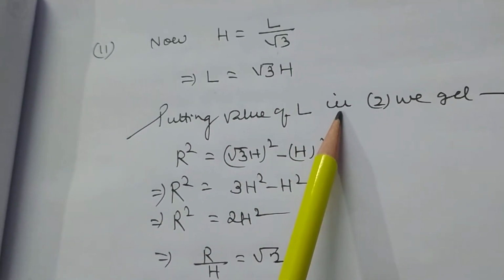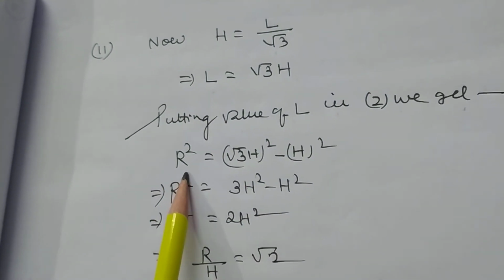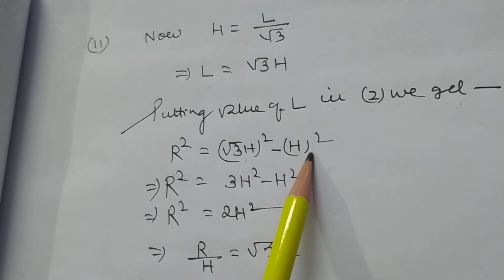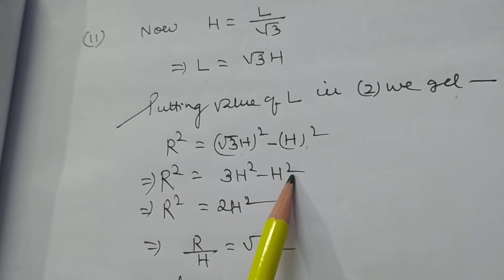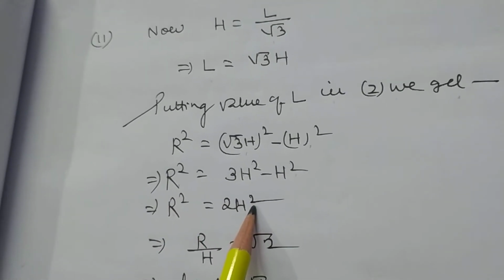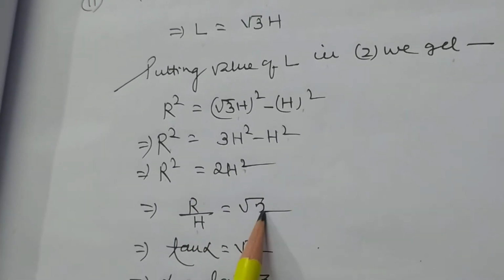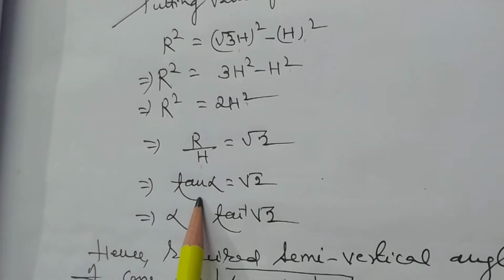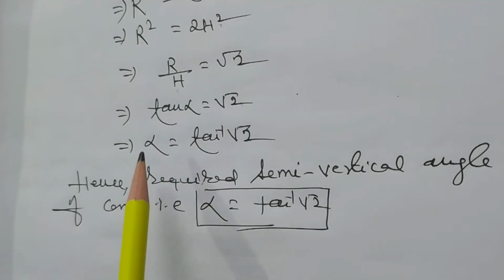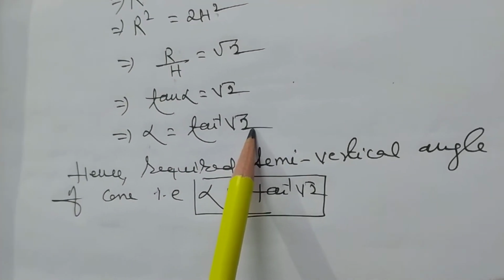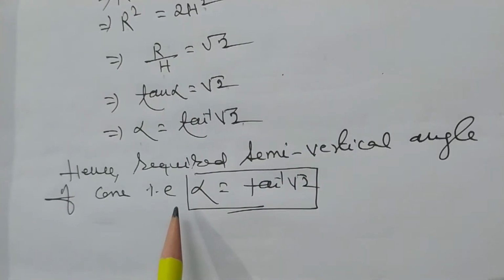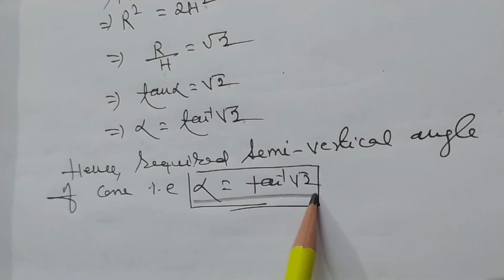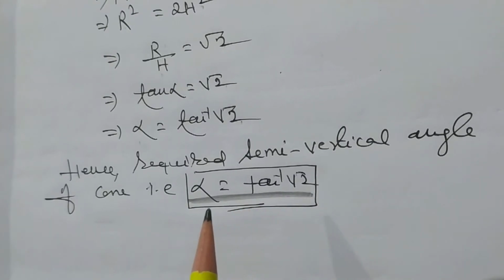Putting the value of L in the second equation, we get r square is equal to root 3 h whole square minus h square. r square is equal to 3h square minus h square. r square is equal to 2h square. r by h is equal to root 2. Tan alpha is equal to root 2. Alpha is equal to tan inverse root 2. Hence the required semi-vertical angle of the cone, that is alpha, is equal to tan inverse root 2.